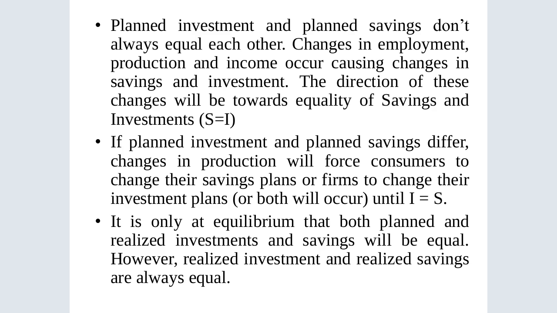So the planned investment and the planned savings do not always equal each other. So changes in employment, production, and income occur, causing changes in savings and investment. The direction of these changes will be towards equality of savings and investment. So the flexibility in savings and investment will simply ensure equilibrium in the goods market.